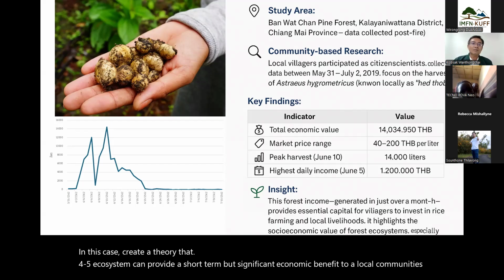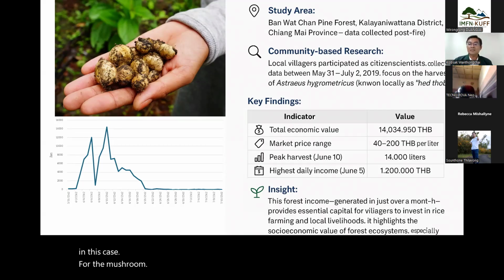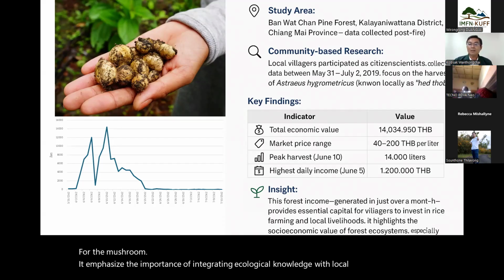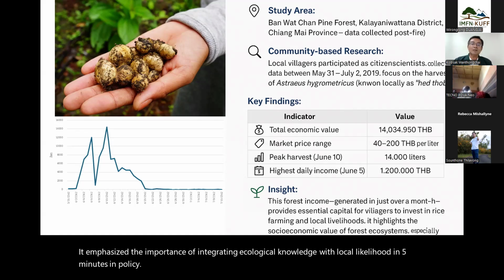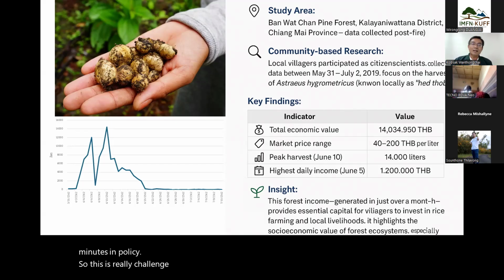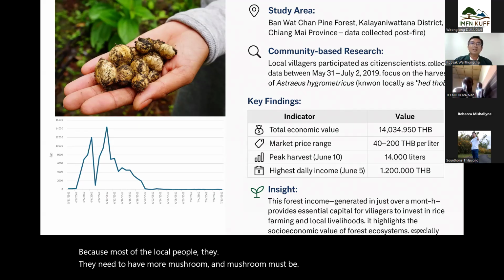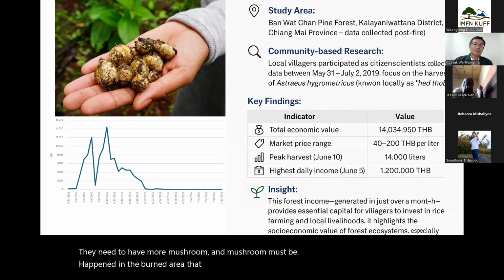In this case, for the mushroom, it emphasized the importance of integrating ecological knowledge with local livelihood in fire management policy. So this is a very challenging issue in Thailand today, because most of the local people need to collect more mushroom, and mushroom must happen in the burned area. That is their belief. That's why in some years the forests are burned a lot because of the non-timber forest product, the mushroom in this case.